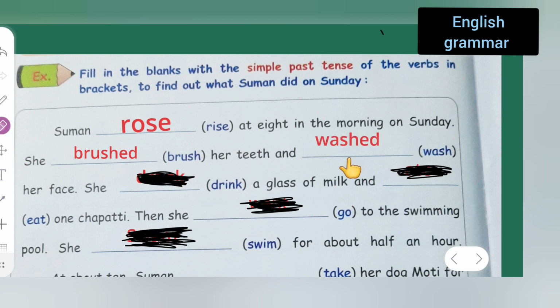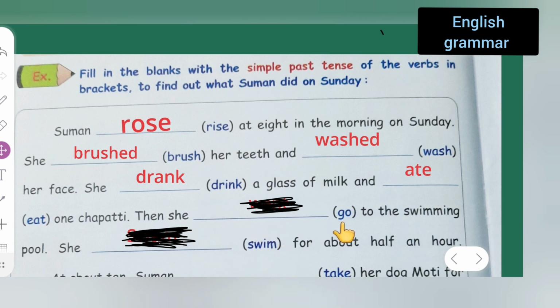Washed, right? Washed her face. She dash a glass of milk, drink. So here drank will come. So she drank a glass of milk and dash ate one chapati. So simple past tense will be ate, A-T-E. And ate one chapati.